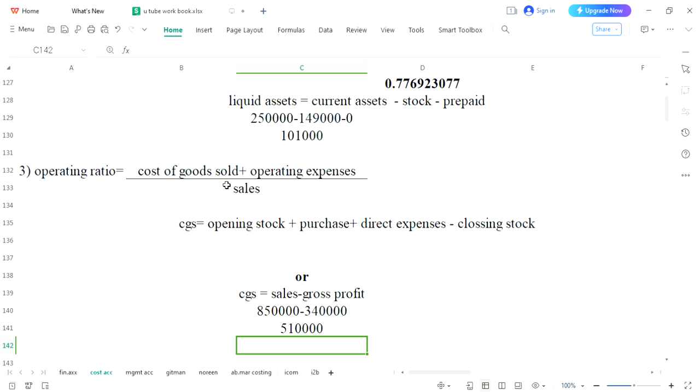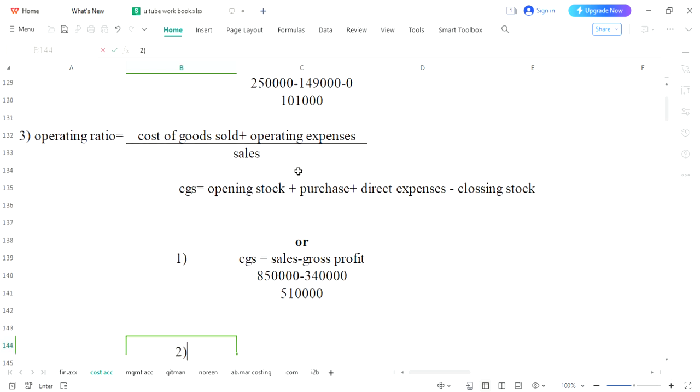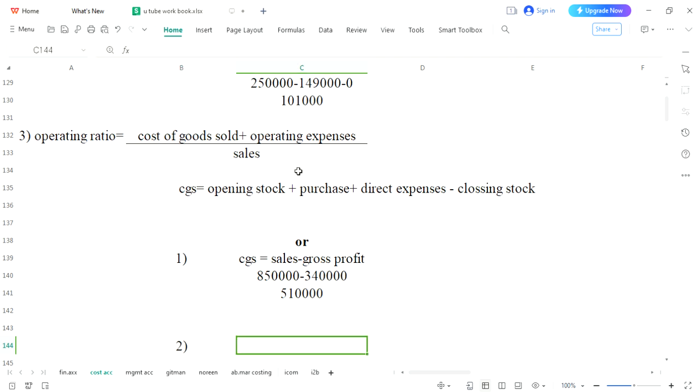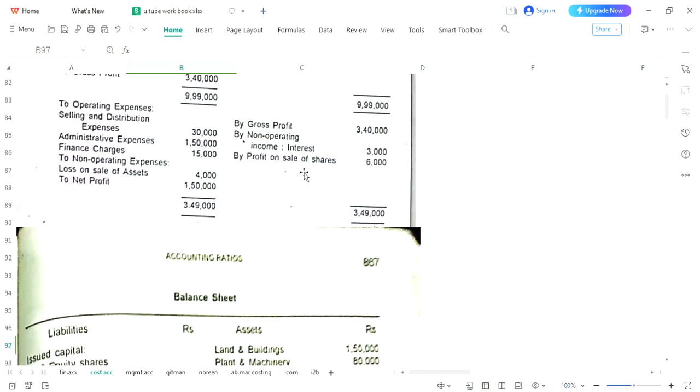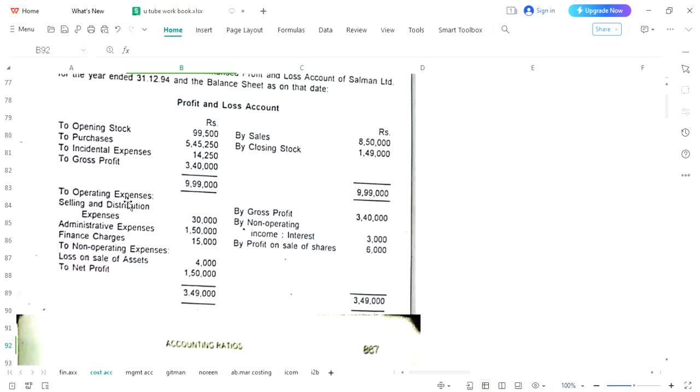Alright, so here we are going to apply our formula. Cost of goods sold is already calculated. Now operating expenses. This is our second requirement. And for that, help is present in our question. As you can see, this is the heading operating expenses and this is the heading non-operating expenses. It means these three are operating. So our problem has been sorted out.